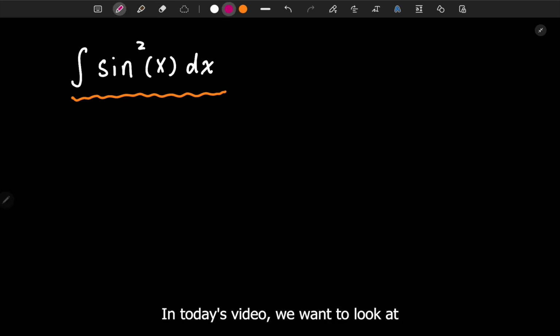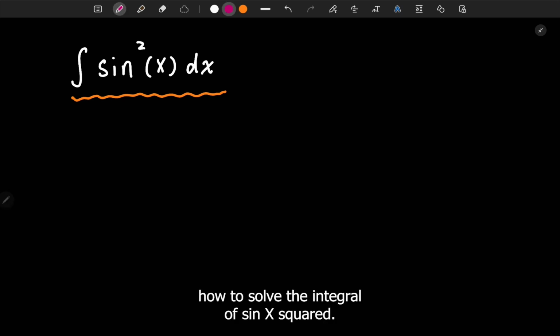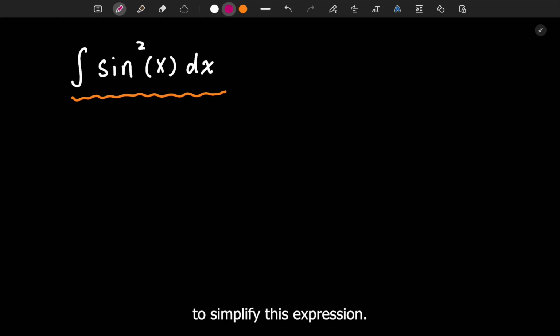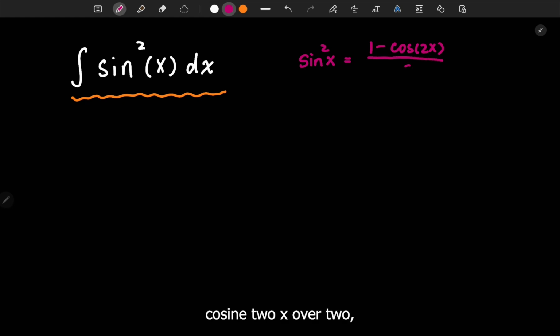In today's video, we want to look at how to solve the integral of sine x squared. First, we want to see if we can use any trig identities to simplify this expression. We know that sine x squared is also equal to (1 minus cosine 2x) over 2. And we'll see how the right side of the expression can simplify our integral.